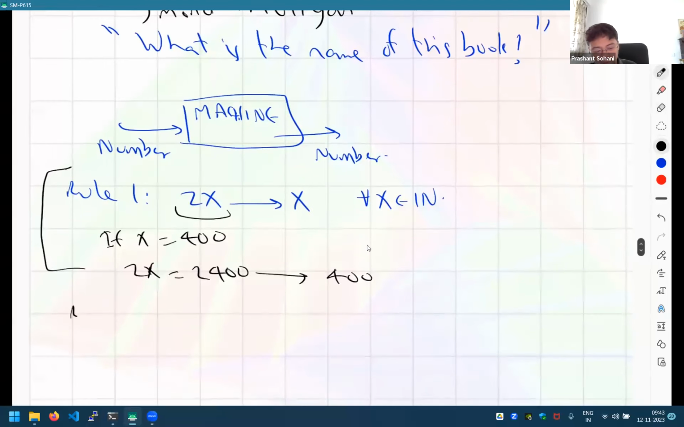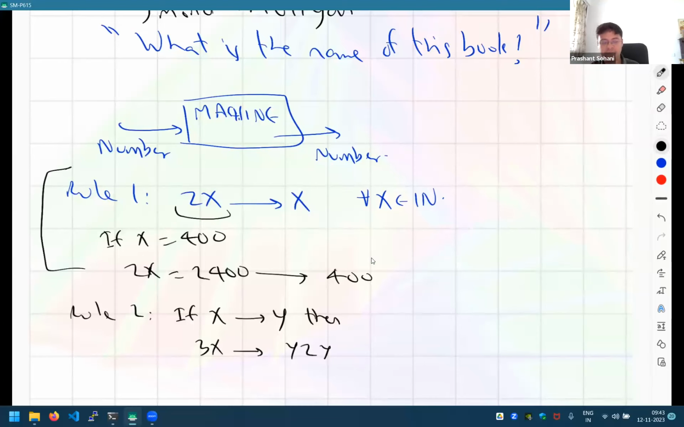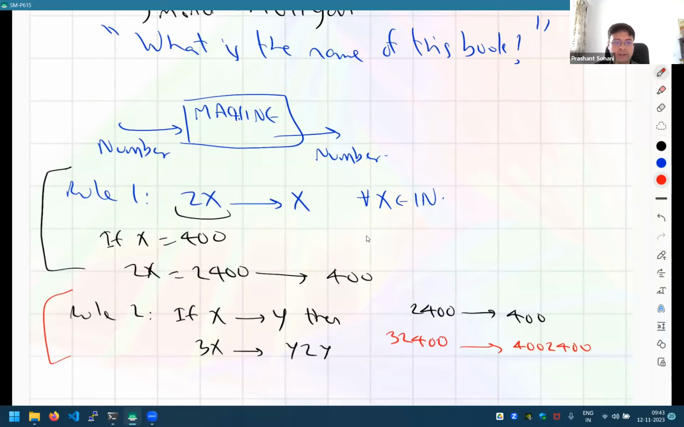And rule number 2: if x generates y, then 3x generates y2y. To continue the example, we know that 2400 generates 400. So what this rule says is, if you add a 3 to that, so you write 32400 and feed this number to the machine, what you get at output is y2y, which is 4002400. So these are the only two rules that we will work with for now. 2x generates x, and if x generates y, then 3x generates y2y. So this is the machine that is given to you.